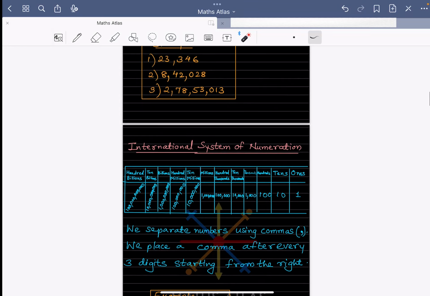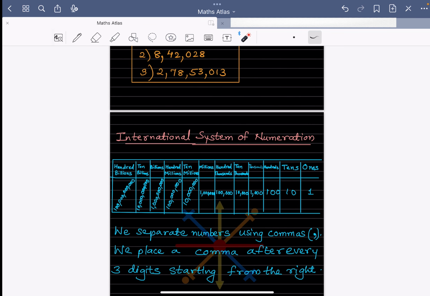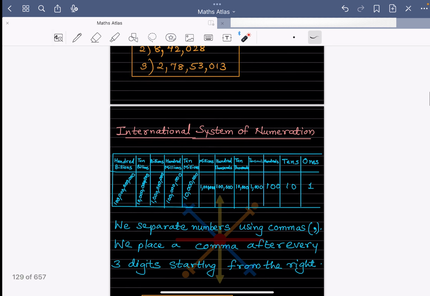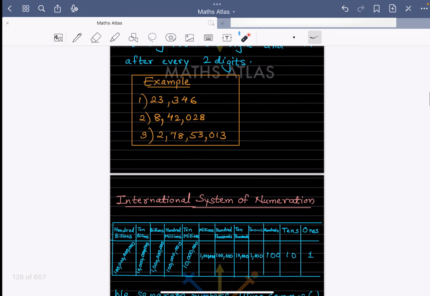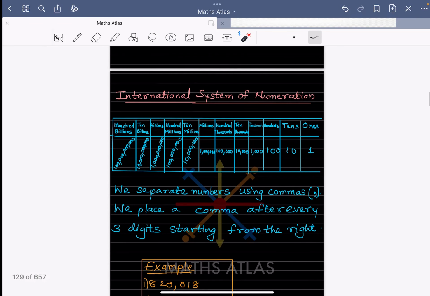Now let's go to the international system. Here we have ones, tens, hundreds, thousands, 10,000s, 100,000s, millions, 10 millions, 100 millions, billions, 10 billions, and 100 billions. We don't use lakhs here. There is a difference: in the Indian system it is 3, 2, and 2, but here the commas are after every 3 digits. So 3, 3, 3, and so on.